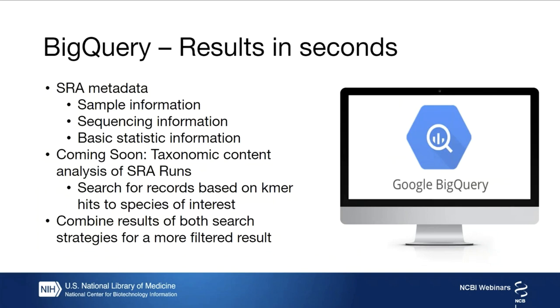And what we started out with is putting SRA metadata there. So we put sample information, so where the sample was collected from, like what depths, all of this metadata that users provide for us. We also provided sequencing information of how the sample was sequenced in terms of what platforms were used. And also some basic statistic information, such as the number of bytes or the number of reads or number of bases available in this data set.